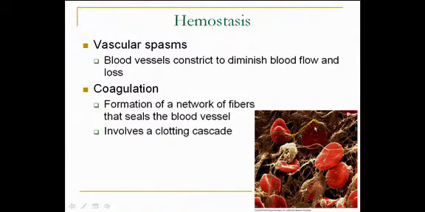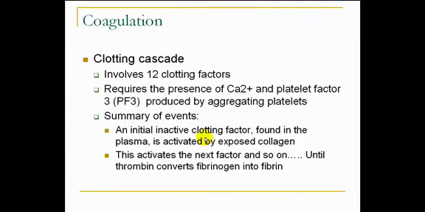So you need to form a network of fibers that seals the blood vessel off until the endothelium and the connective tissue underneath the clot can repair itself. And coagulation involves what we call the clotting cascade. So let's look at the clotting cascade. Now this is my very general summary of what happens in the clotting cascade.